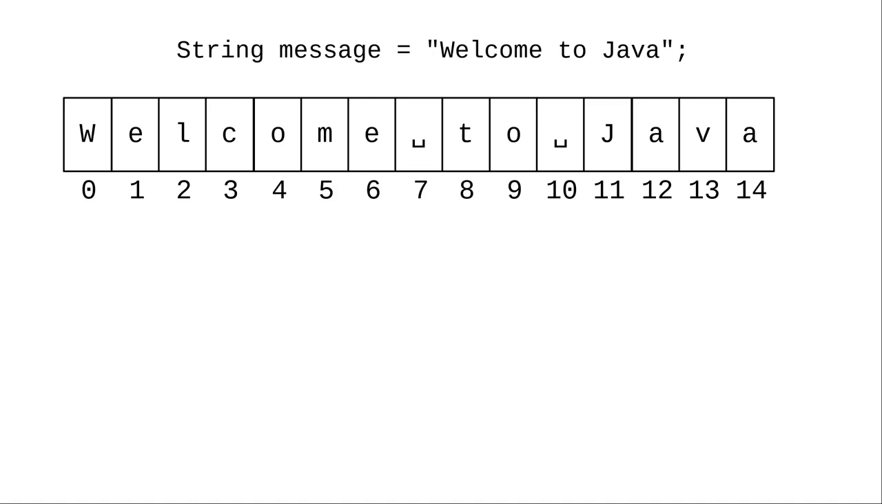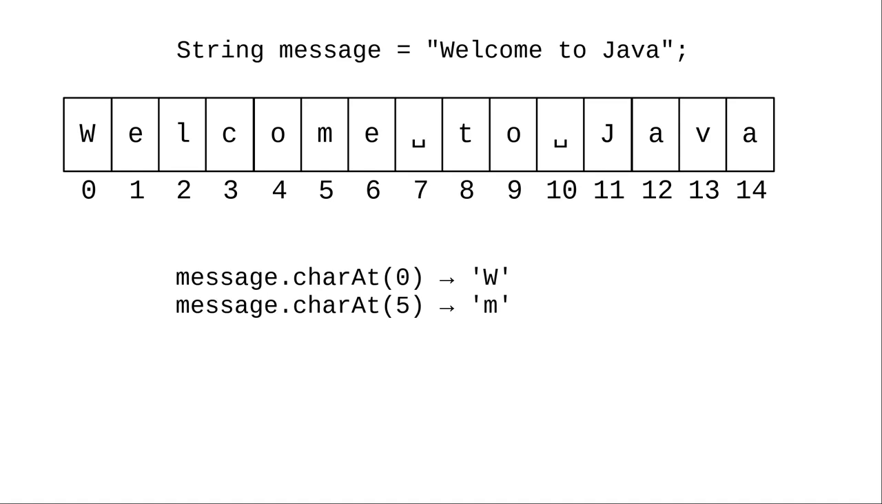To get a specific character from a string, we use the charAt method and give an index number that tells which character we want. The first character in a string has an index number of 0, not number 1. For this string, "Welcome to Java", calling charAt(0) for the message gives back the letter W.